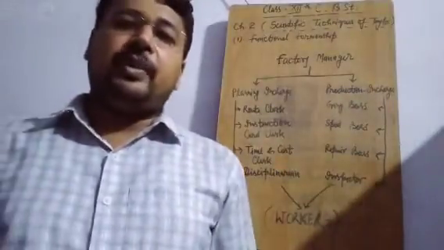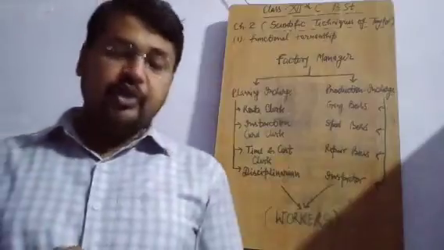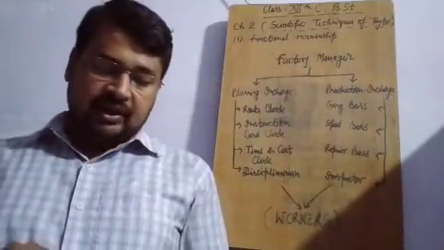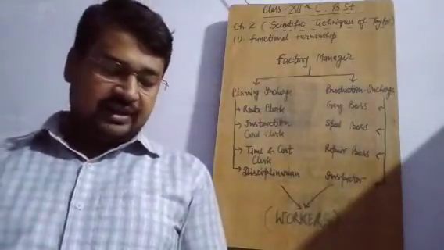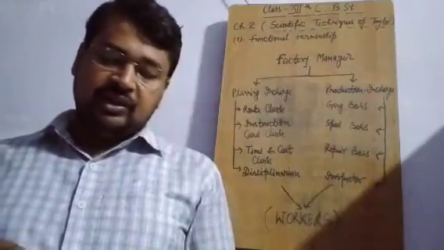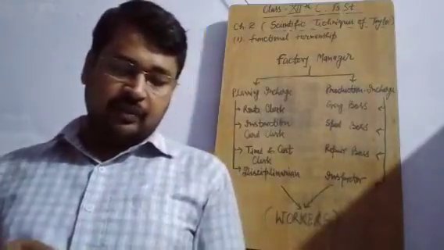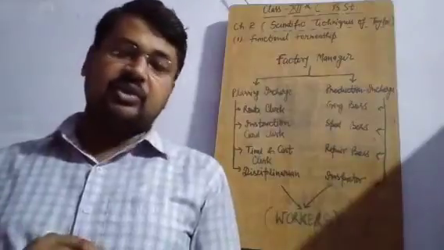What is functional foremanship? As per your book, it is mentioned that Taylor suggested the division of factory in two departments, planning and production, as Taylor felt that workers must be free from the burden of planning and they must concentrate on work and production.